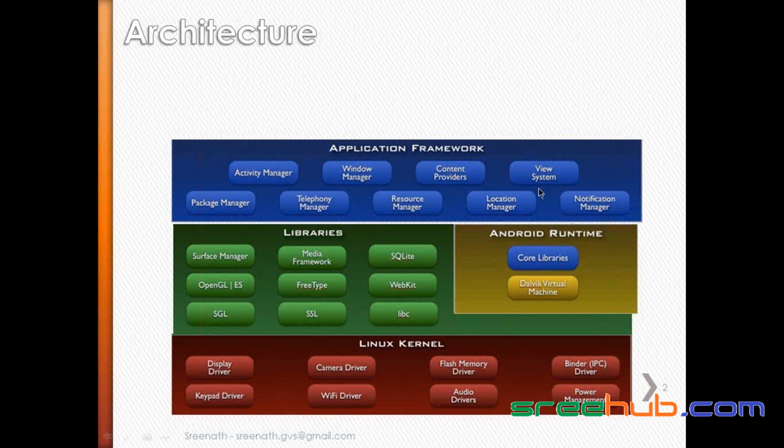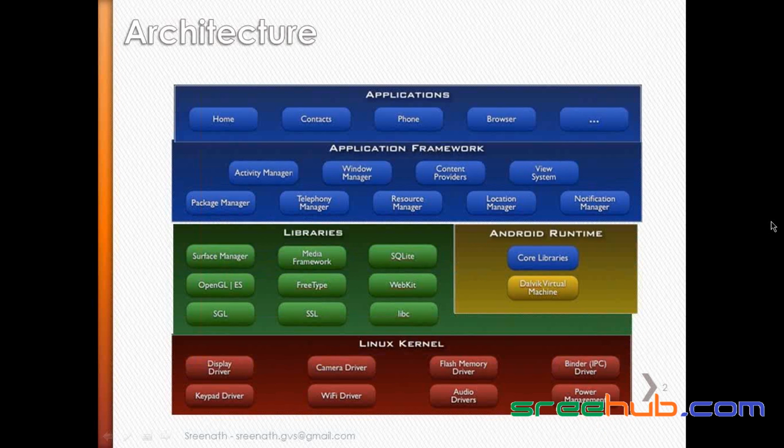And you have the view system. View is nothing but, I was talking about views, each and every control, whatever you have, from calendar to combo boxes and list views, everything is taken care of by the view system. As such, you have many things in the application framework. And this complete layer is completely built on Java. Then you have the top layer, which is applications.